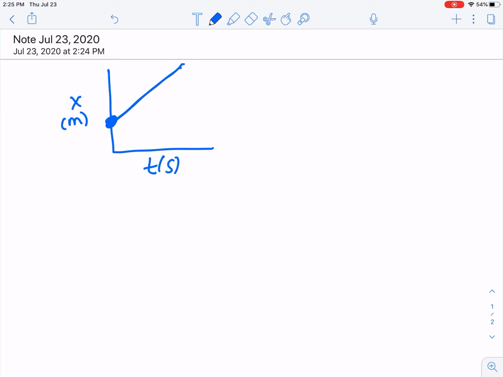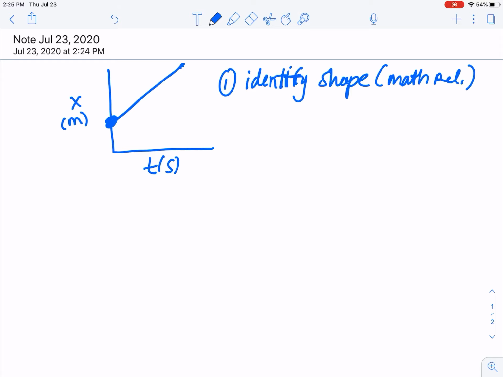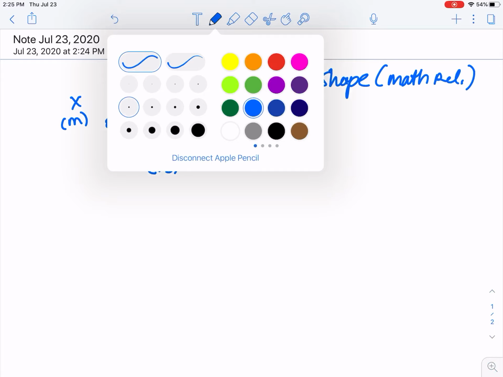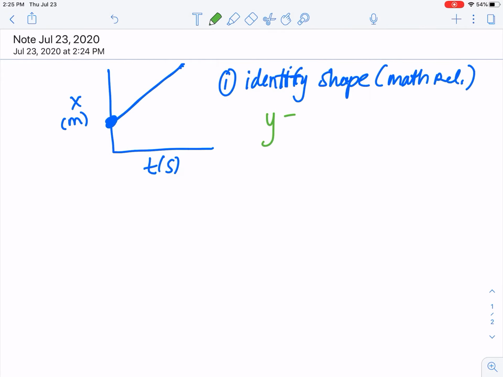The first thing you want to do is identify the shape of your graph, which is going to tell you the math relationship. We'll do some other ones later, but for now this one's a line. So you're going to start with your general equation of y equals mx plus b, and that's also going to help you figure out the verbal model. Based on the mathematical relationship, that's going to tell you how the variables relate to each other.